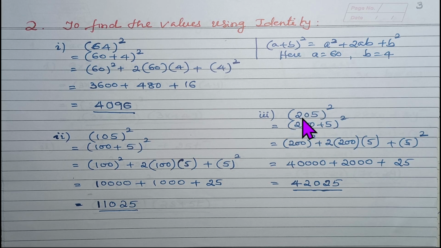Now coming to the next example, 205 square. Now 205 can be written as (200 plus 5) whole square, and applying again the same identity, a square is 200 square, plus 2ab is 2 into 200 into 5, and b square is 5 square. So 200 square is 4 followed by 4 zeros, and 2 into 200 into 5 is 2000, and 5 square is 25. So adding we get 42,025 as the answer.